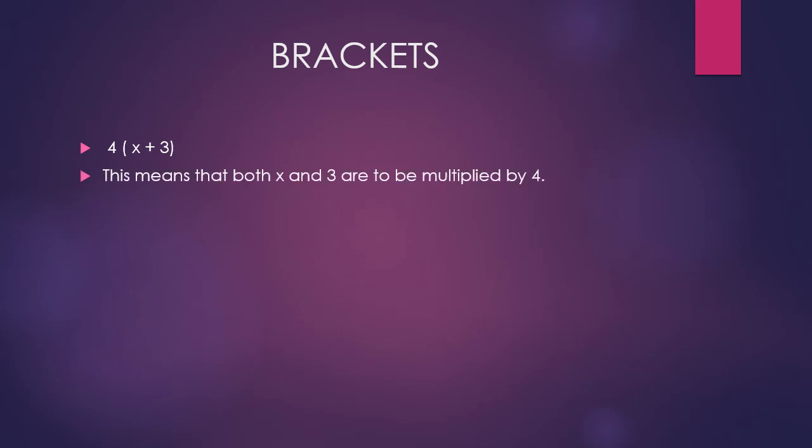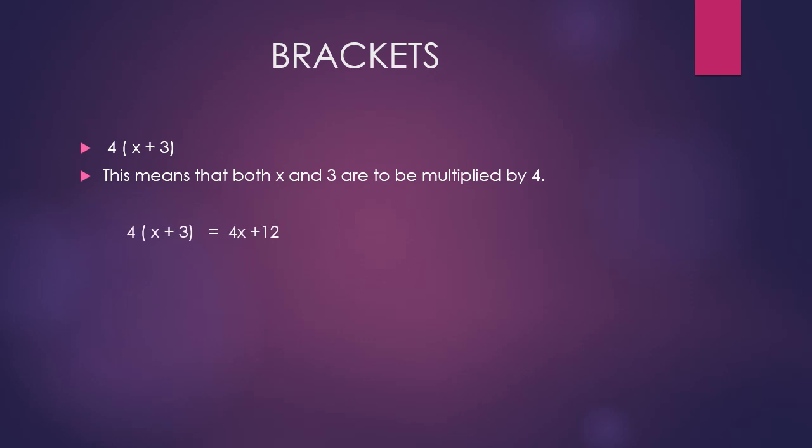Dear children, now we are moving on to a new topic called brackets. Listen carefully. If we want to multiply both x and 3 by 4, we group x and 3 together in a bracket and write it like this. So here, this given example means that both x and 3 are to be multiplied by 4.